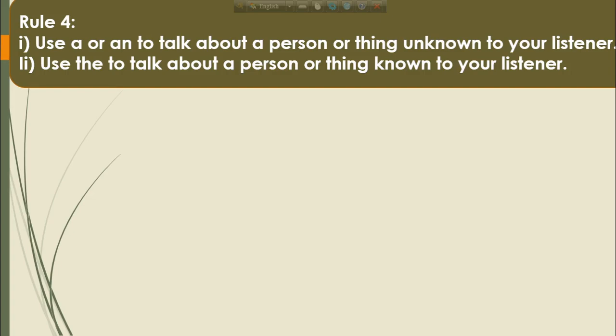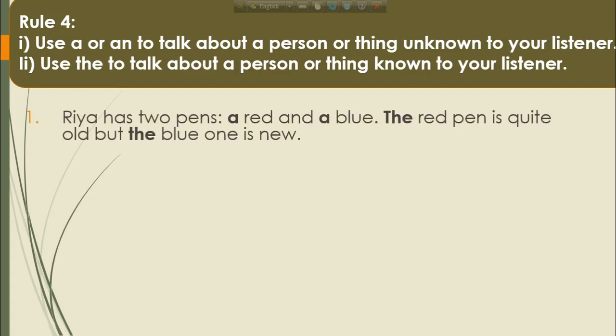So come to rule number 4 now. Use A or AN to talk about a person or thing unknown to your listener. Use the to talk about a person or thing known to your listener. So this rule is about the person or thing known or unknown to the listener.